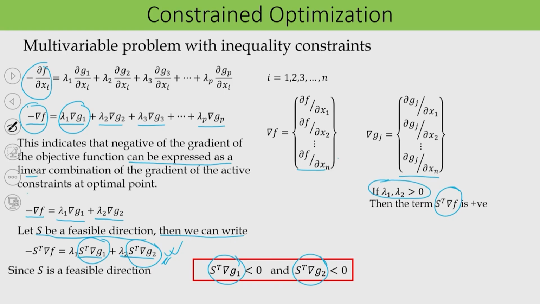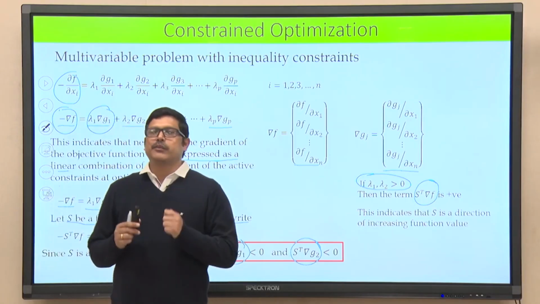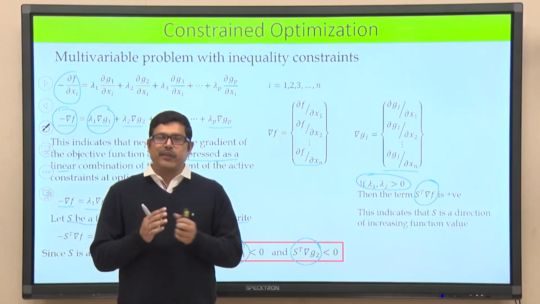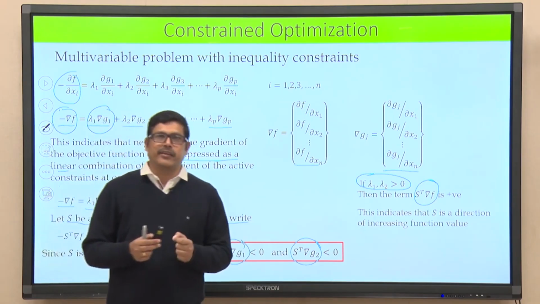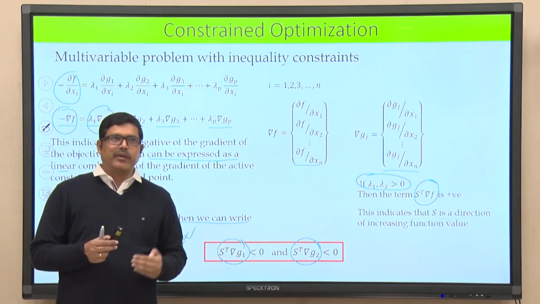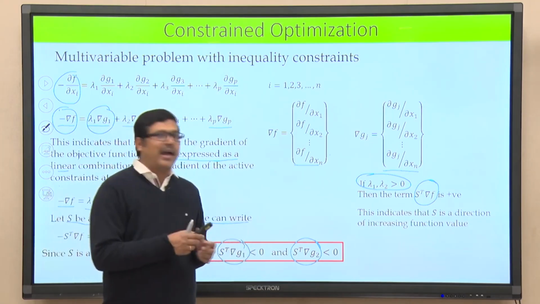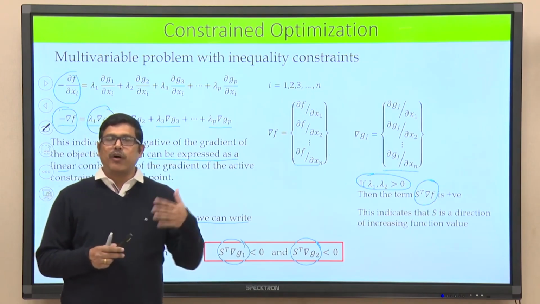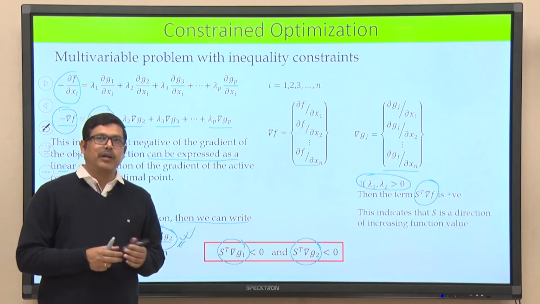If S transpose del F is positive, that indicates that S is a direction of increasing function value. What does it mean that S transpose del F is positive? It means that if you go along that direction, your function value will increase. That is not a descent direction. So whatever the current point is, if you go from here towards the direction S, your function value will increase. You are not getting any improved solution, therefore that must be the optimal solution.